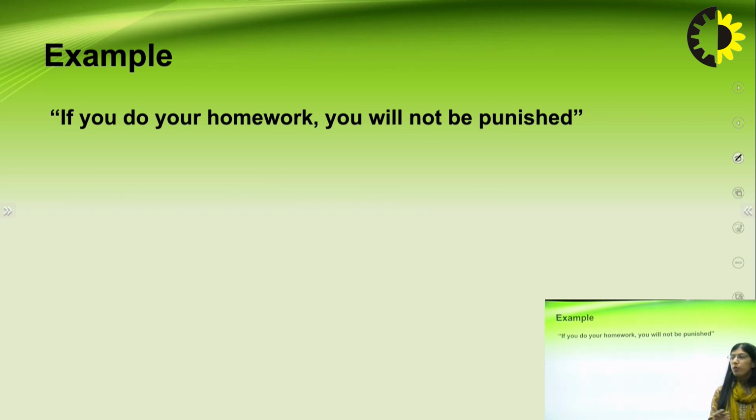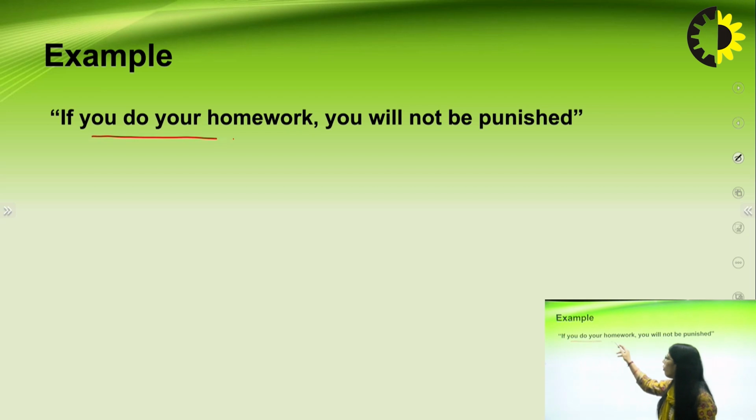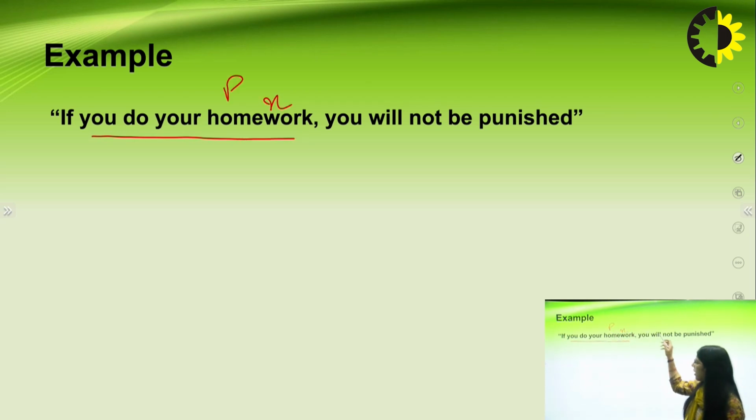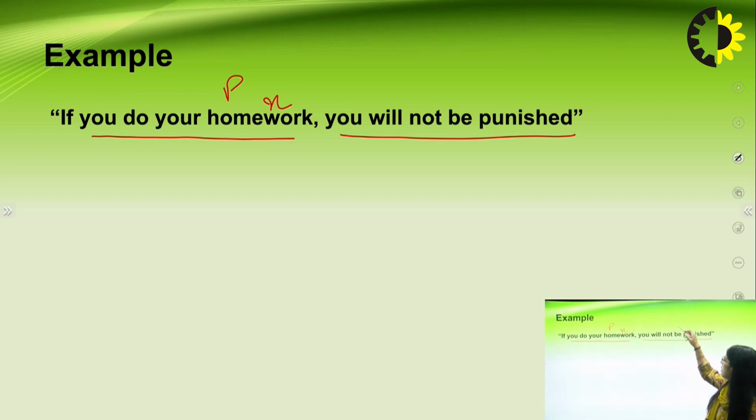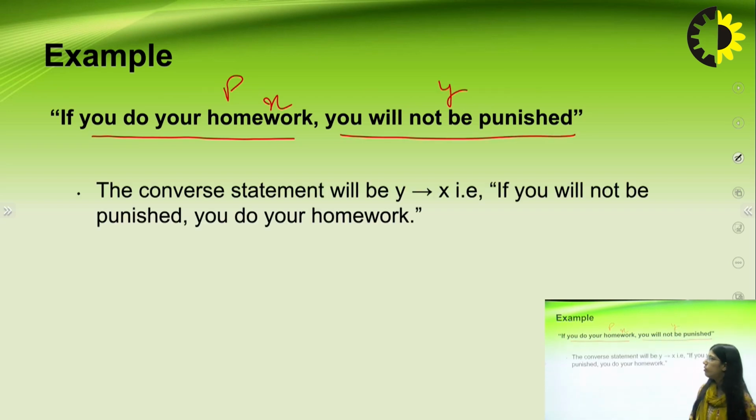So, for example, here we have: if you do your homework, you will not be punished. This, if you do your homework, is a statement P or X, let's say, and you will not be punished is Y. Then the converse of this particular statement is Y implies X. So here we can write: if you will not be punished, you do your homework. Just reverse the statement in case of the converse.